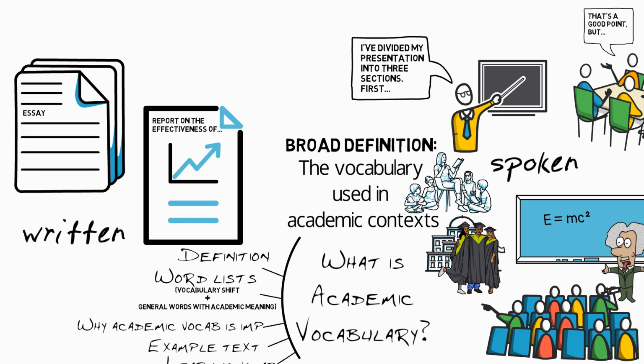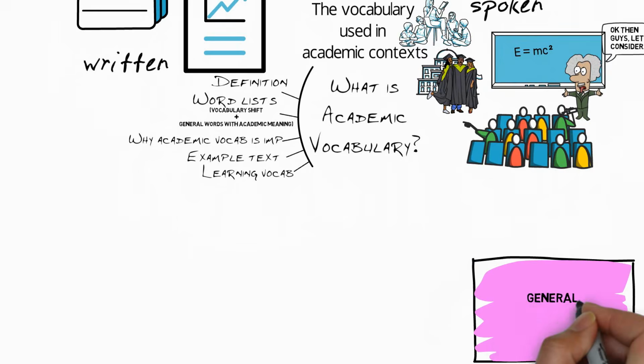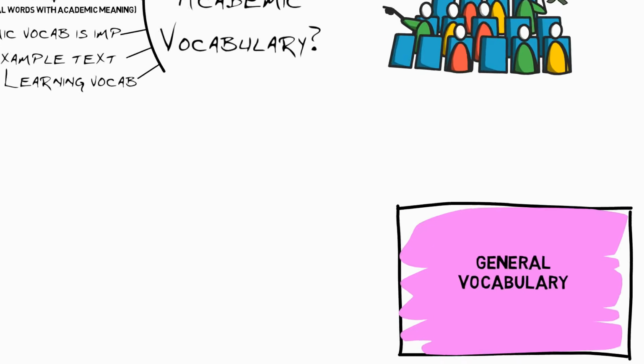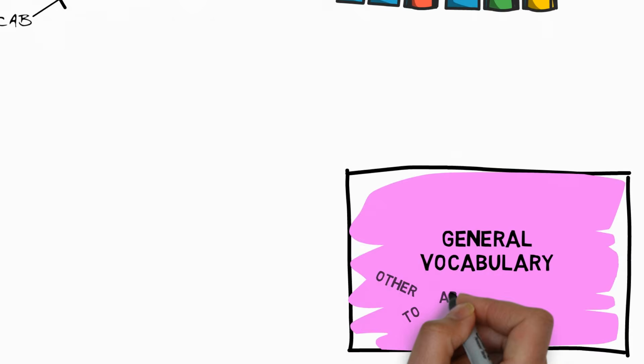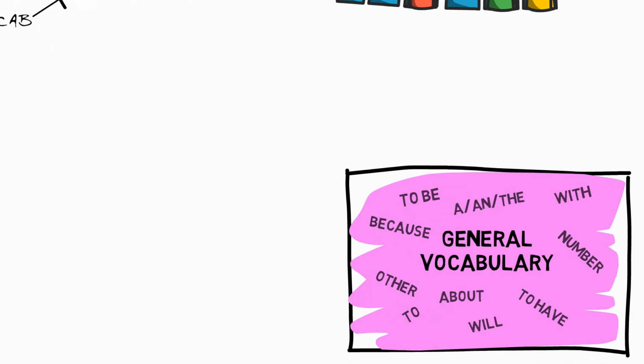So one problem with the broad definition we have, the vocabulary used in academic contexts, is that it potentially includes all vocabulary. This includes general vocabulary, in other words everyday words like to, other, about, will, because, number, with, the verbs to have, to be, articles like a, and, the. Surely if we're talking about academic vocabulary, it should be something different from general vocabulary.